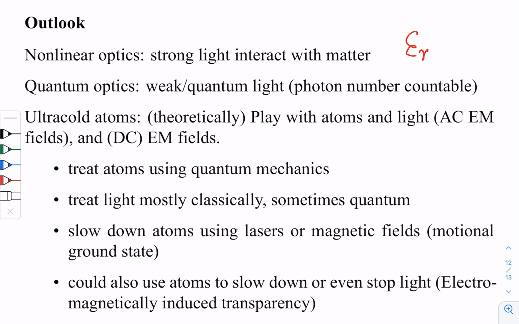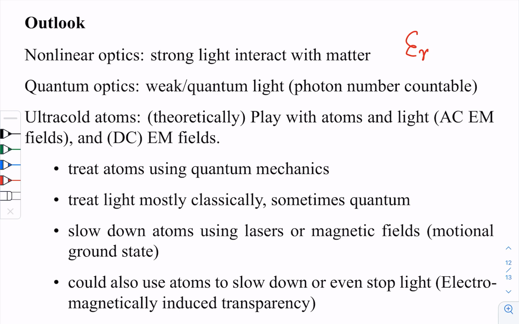Nowadays we are familiar with the wave and matter duality of light, right? So light can also be treated as photons, and if the E field is too small, then we have to treat the number of photons as countable, and we have to treat the light quantum mechanically. So this is in the field of quantum optics.